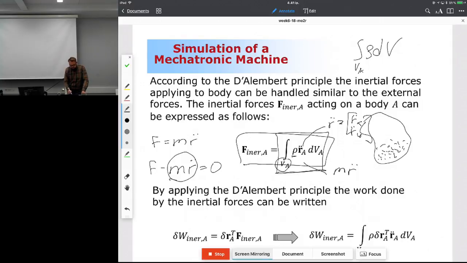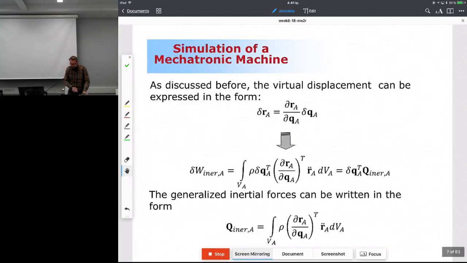Let's take the virtual displacement and multiply it by the inertial forces. All right, that's how it's going to be. When I substitute the definition of inertial forces here, that's how the virtual work associated with inertial forces looks. Okay, good, but not really what we are after, because we are really after this mapping.